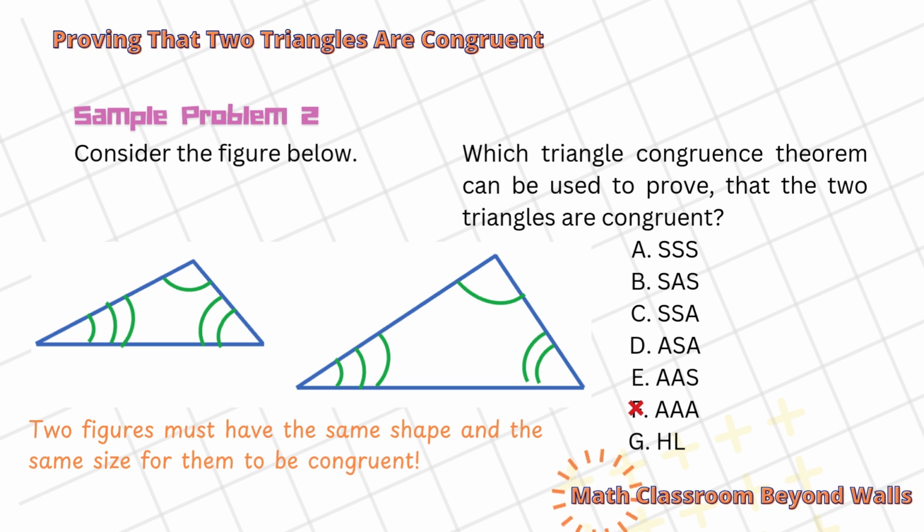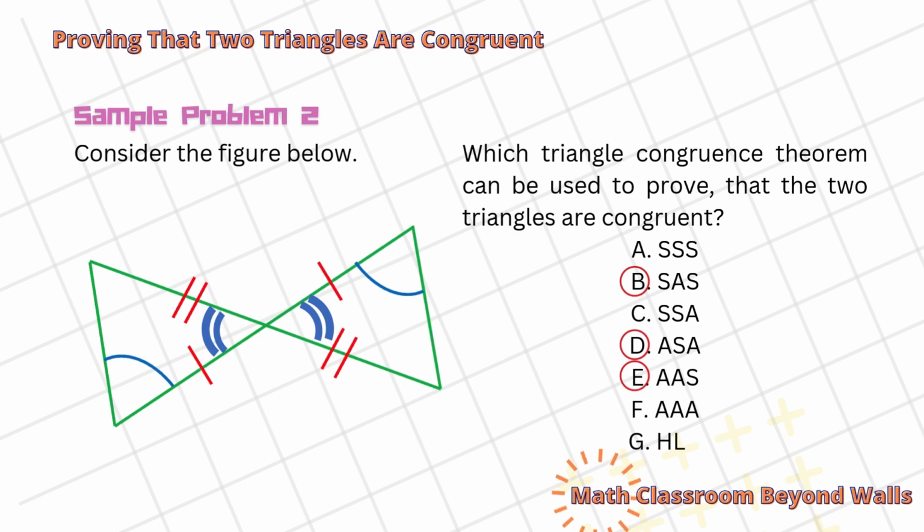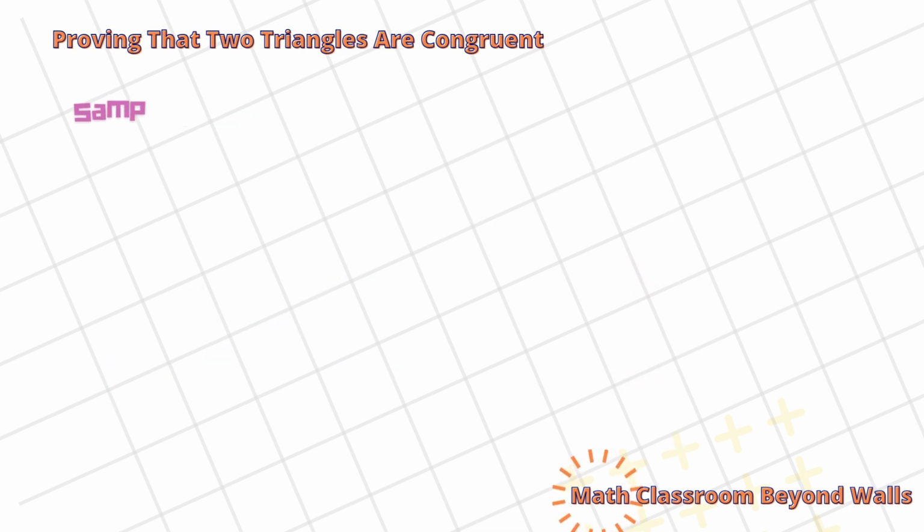Remember that for two triangles or any two figures for that matter, the figure must have the same shape and the same size for them to be congruent. There you are, learners. We are done with this problem. Let us move on to sample problem 3.